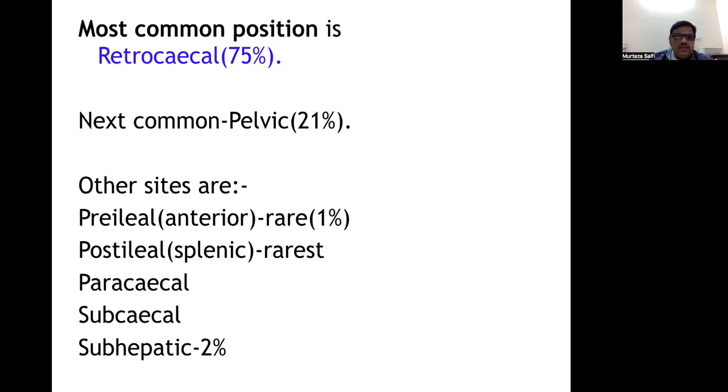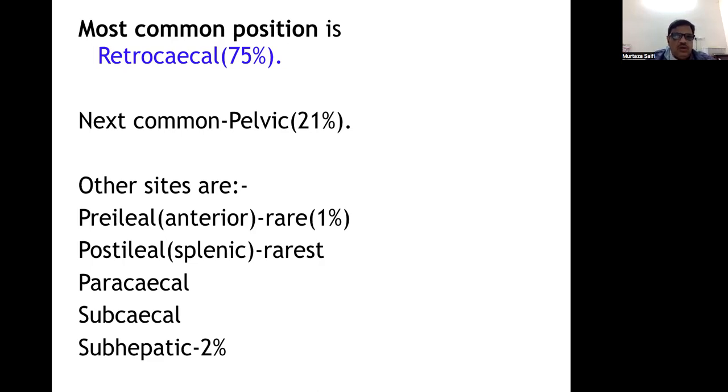Position of appendix: most common is the retrocecal, present behind the cecum, 75%. Next common is pelvic, 21%. Other sites are periileal, 1%, postileal, paracecal, subcecal, and subhepatic, 2%. Very important. We must know various positions of appendix.